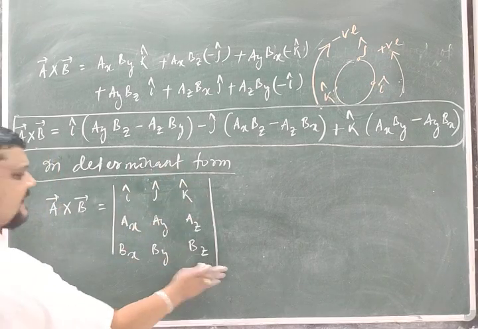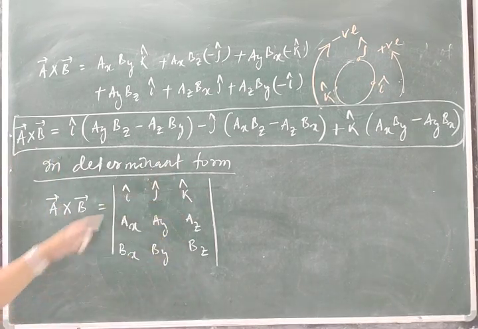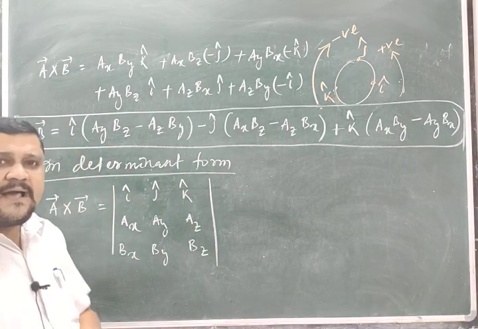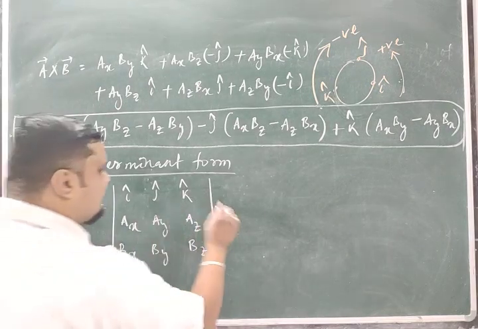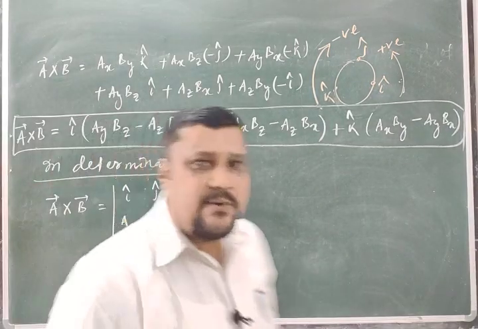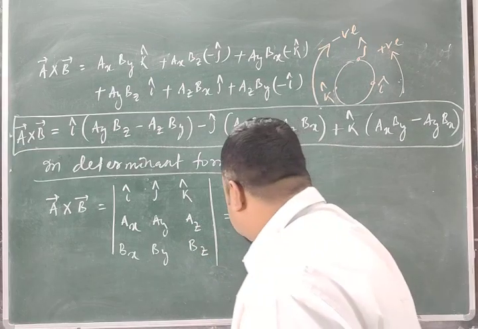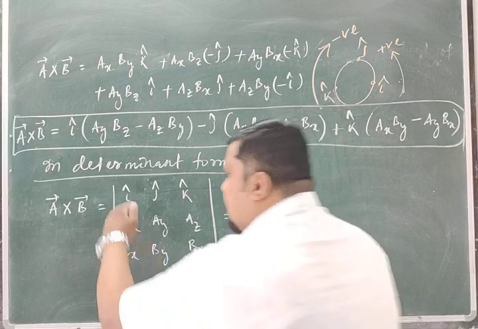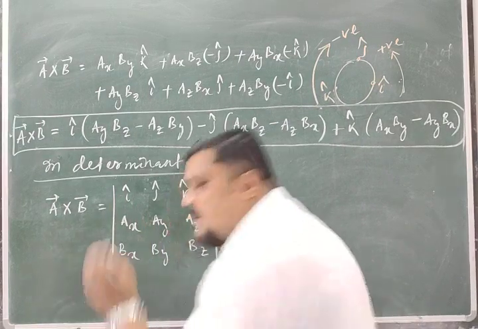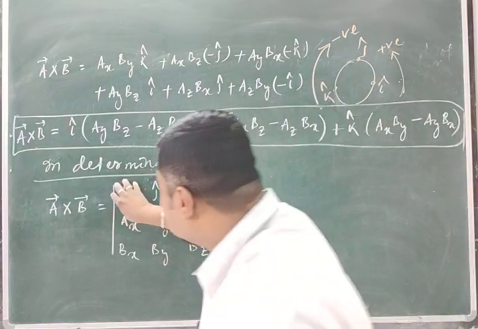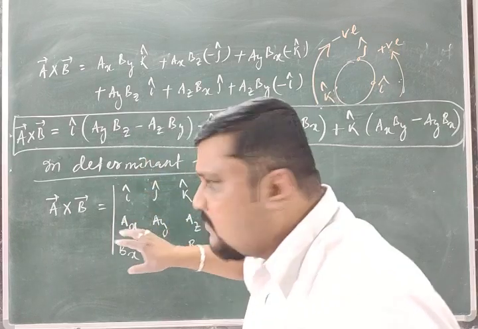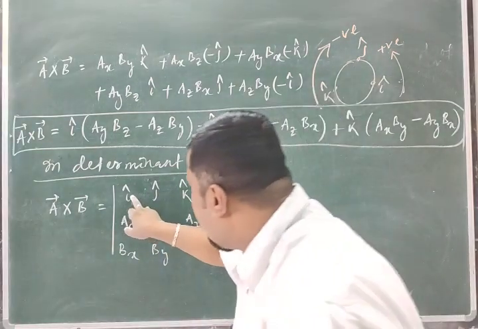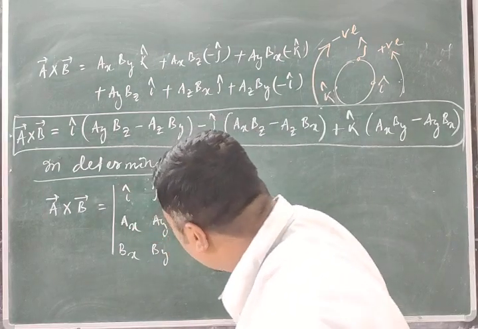That is the way of writing A cross B. This is called a determinant. By using these two parallel lines, this is called the determinant form. So once you have this determinant, then this is equal to, remember always, first part, i cap. When you take this i cap, leave that row and that column where i cap is. The row and column linked with i cap, leave that. The rest you write. Means I will leave this row and this column.